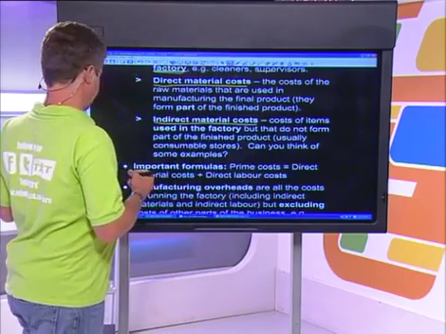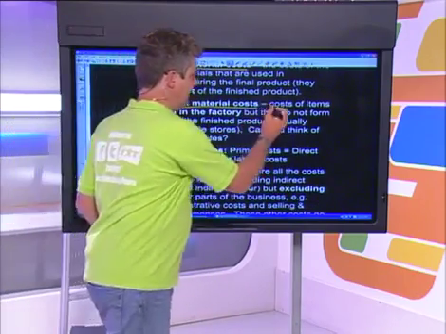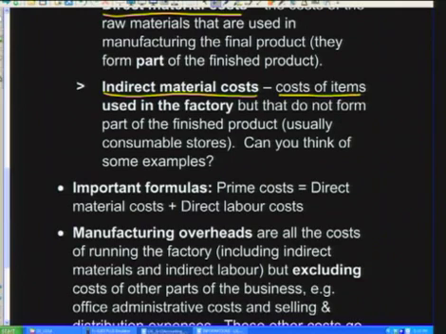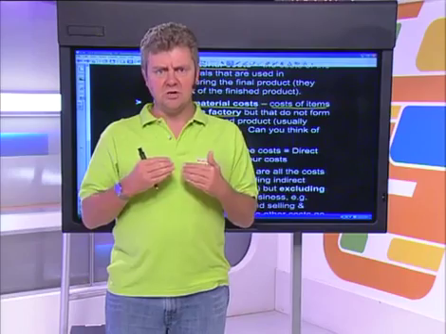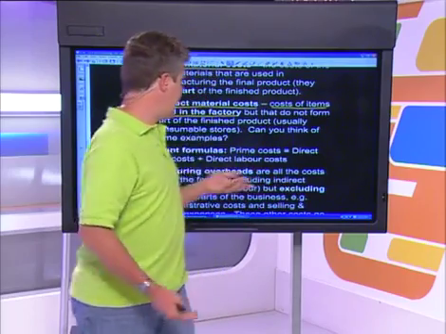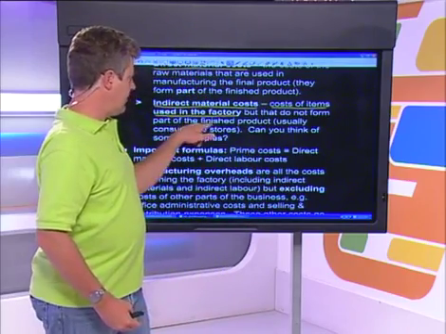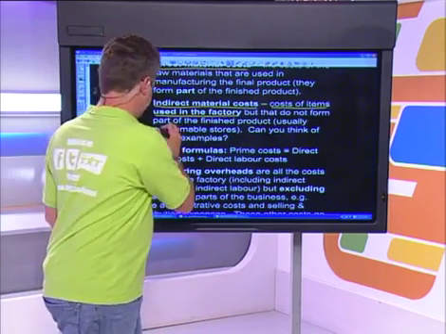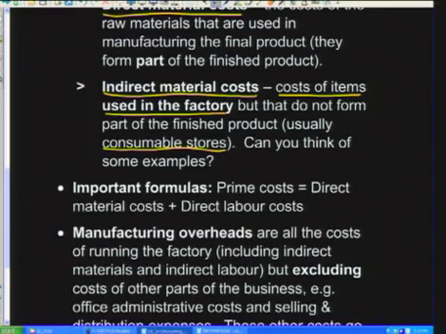Indirect material costs, on the other hand, are going to be the costs of items that are used in the factory, but that do not form part of the finished product. So these are things that we have to use in the day-to-day running of the factory, but they are not actually part of the finished product, and these are usually consumable stores.